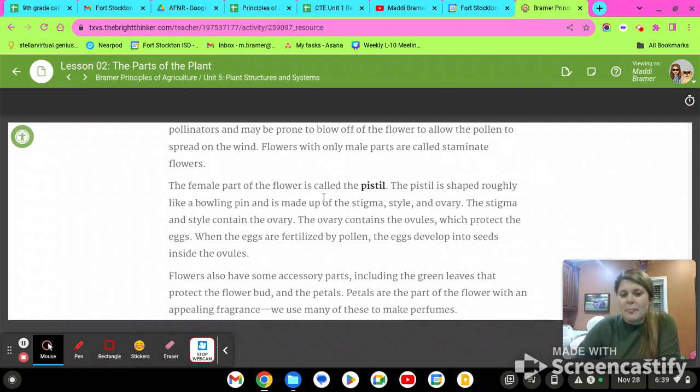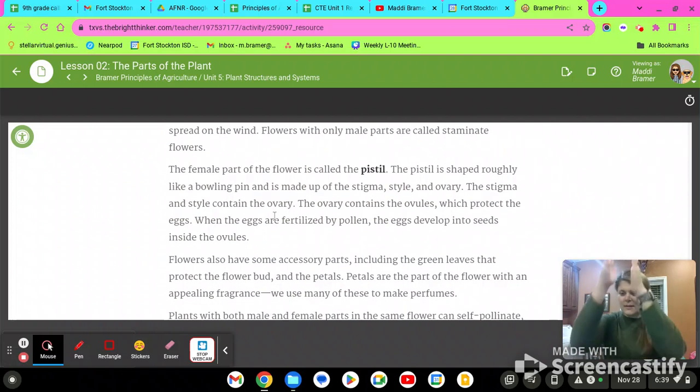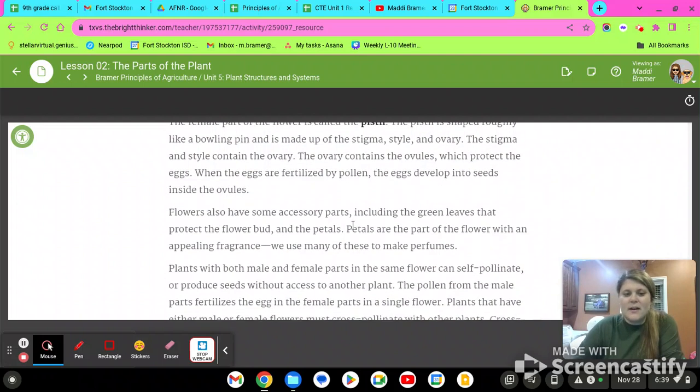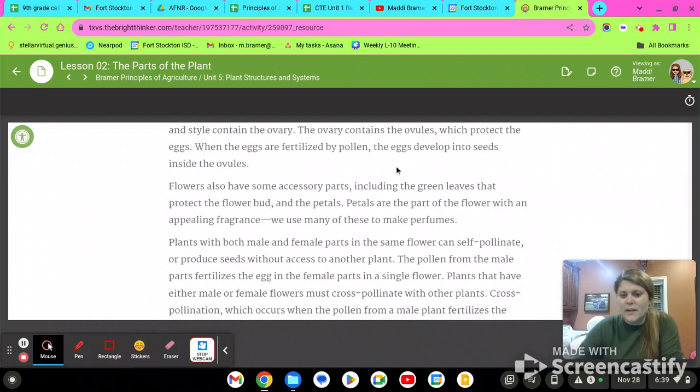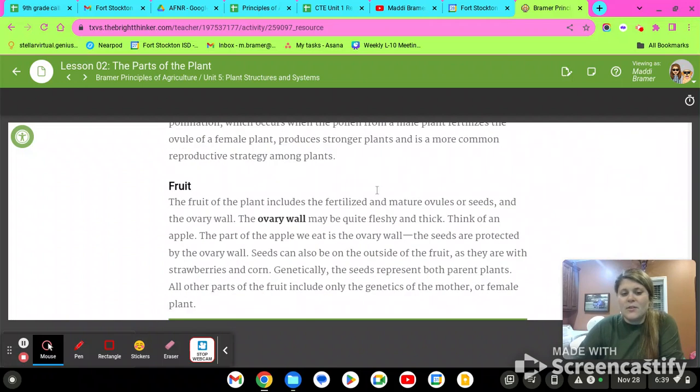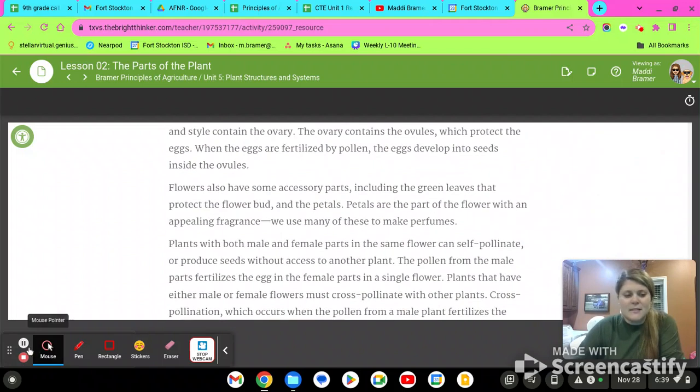Stamen, staminate. So the female is a pistil. You can think of like, that girl is such a pistil. Okay. So the pistil is shaped like a bowling pin. Okay, like this. And it's going to contain the stigma, style, and the ovary. The stigma and style contain the ovary. Ovary contains the ovules, and those are going to turn into eggs. And those eventually are going to turn into seed.